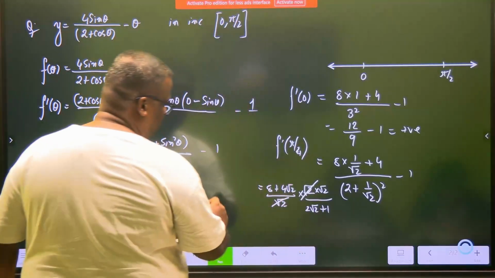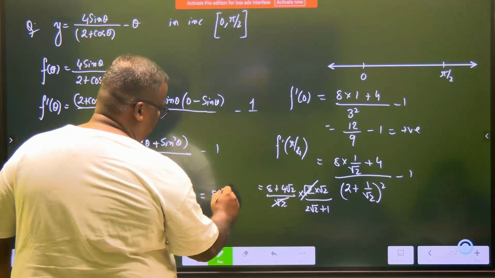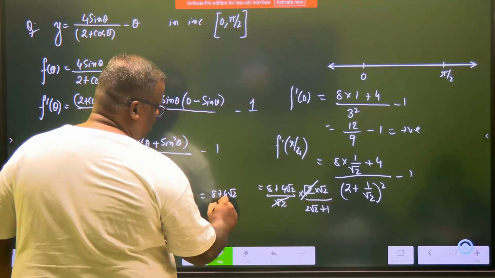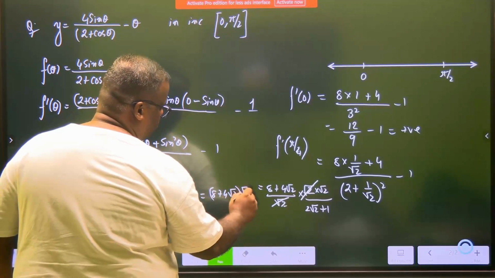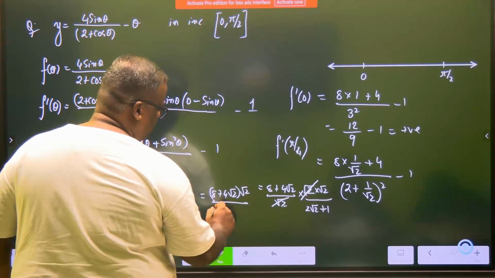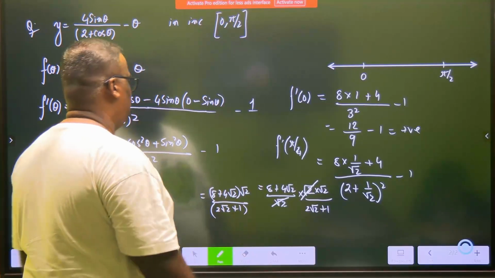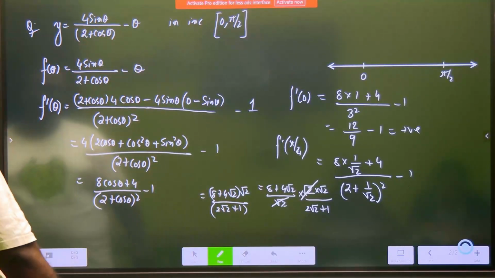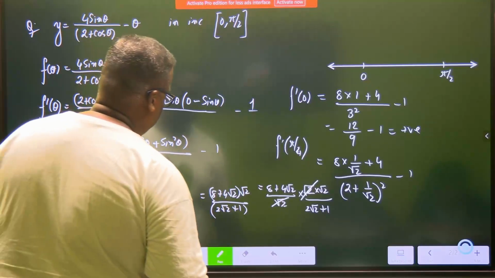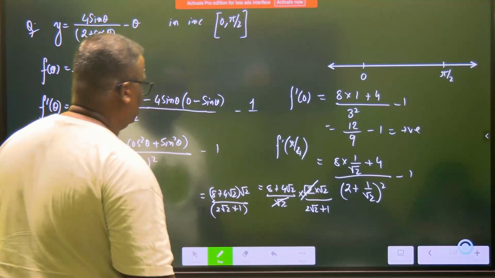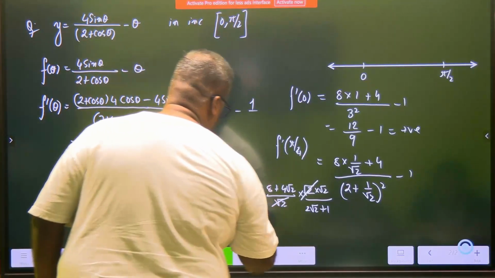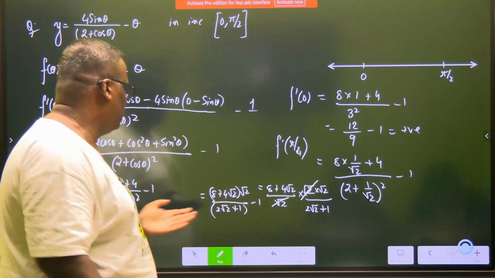So on our top we have now 8 plus 4 root 2 into root 2 divided by 2 root 2 plus 1. Okay. And then a minus 1 also. Can you show that this is more than 1?